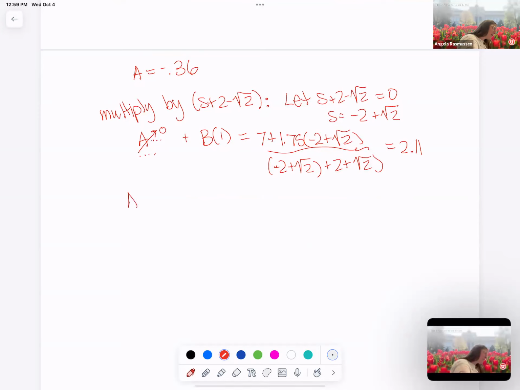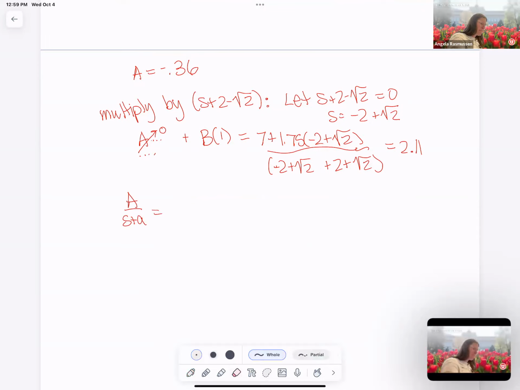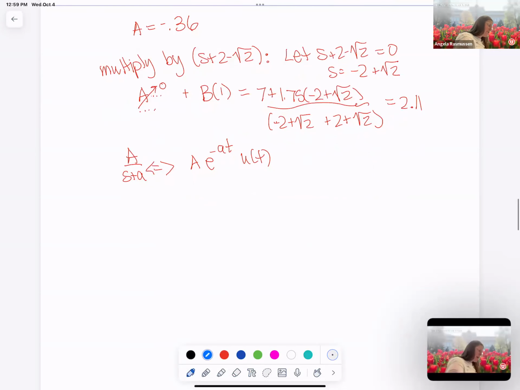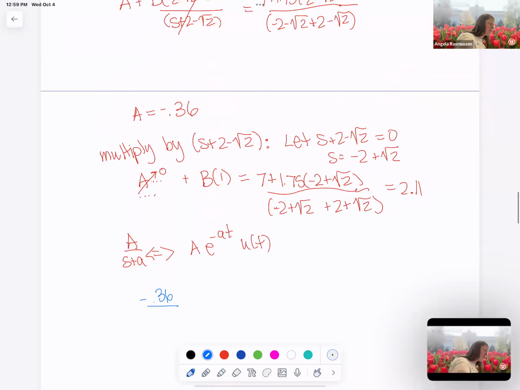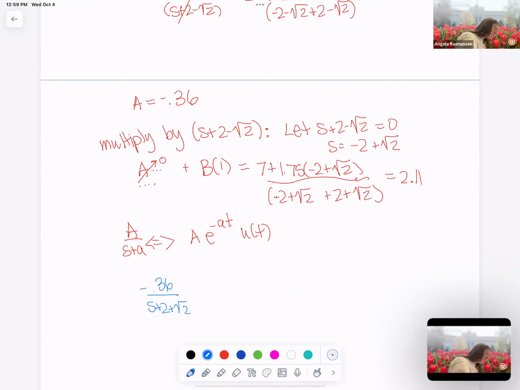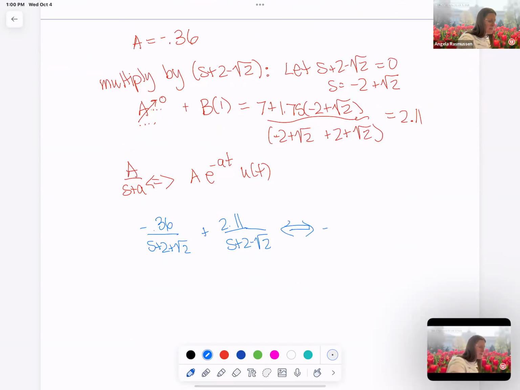And then I use the table with A over, thank you. The transform gives you A E to the minus A T U of T. And this was minus 0.36 over S plus 2 plus square root of 2, and then this term was over S plus two minus the square root of two. So transforming those gives me minus 0.36 E to the minus two minus square root of two T, and then 2.11 E to the minus two plus square root of two, or do I have this backwards? No. Okay, U of T.